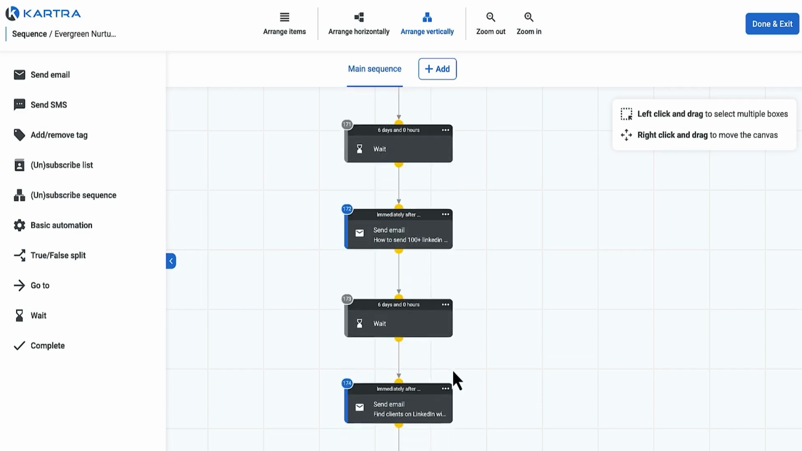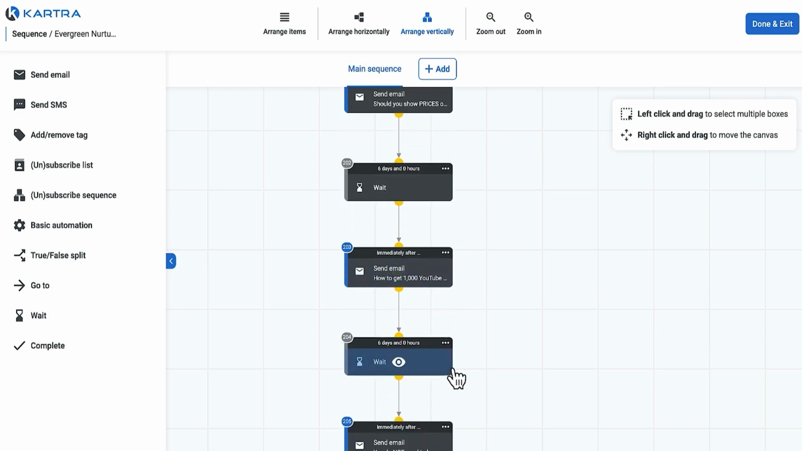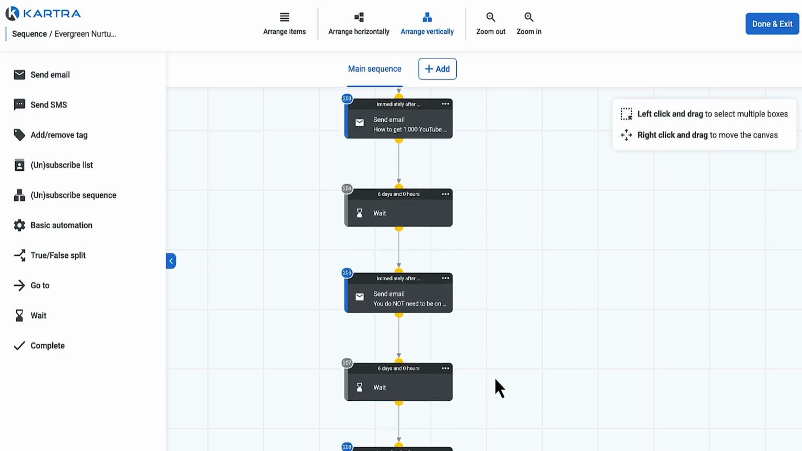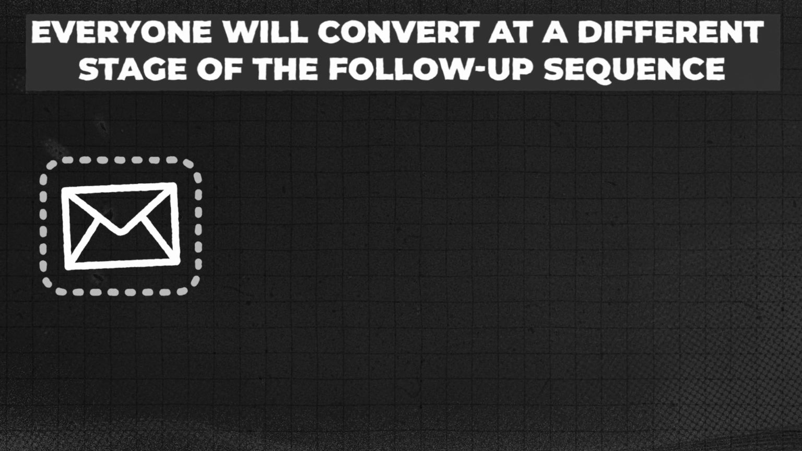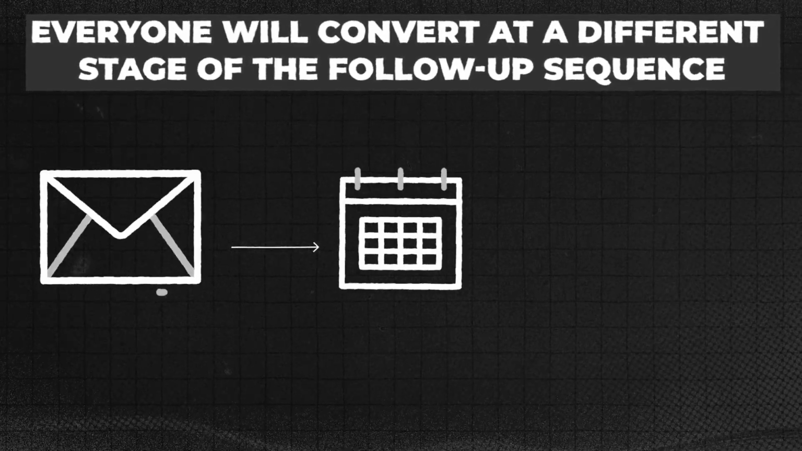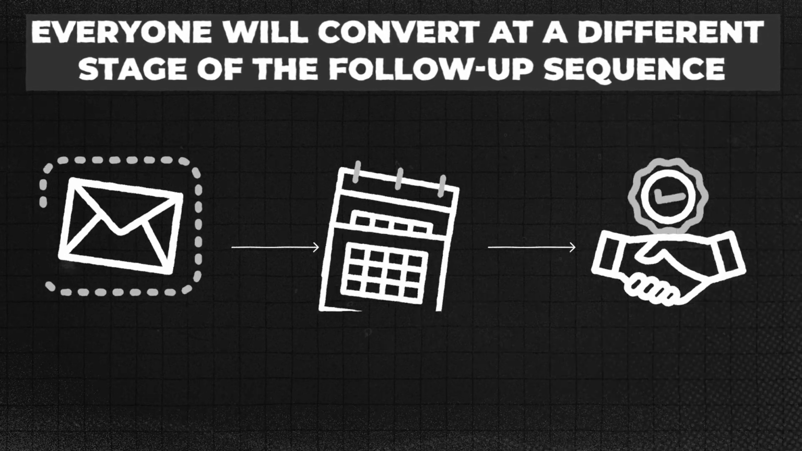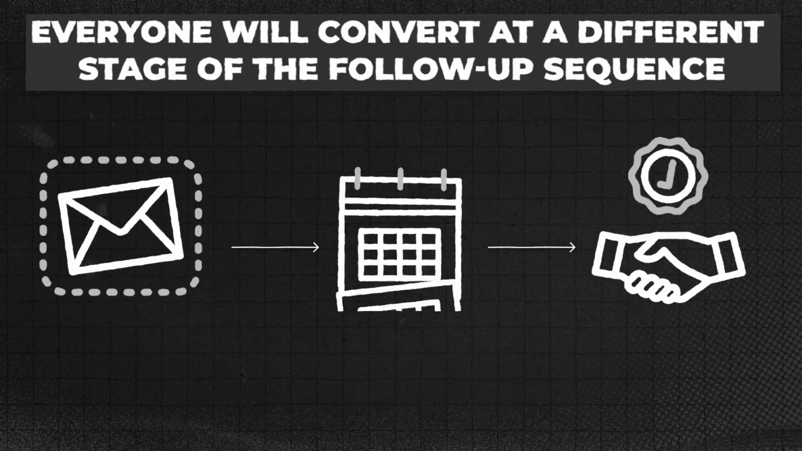So it goes on for a very long time, as you can see here. Each of these emails will just build a little bit more trust with my leads. And then everyone will convert at a different stage of the follow-up sequence. Some will convert early on, within a few months. Some will convert 3 months or 6 months later. Some will convert years down the line.